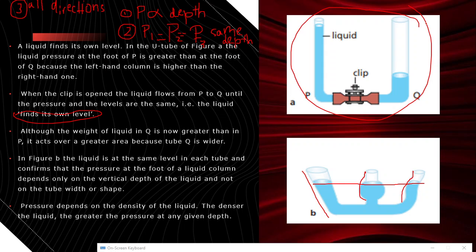So pressure also depends on the density of the liquid. The denser the liquid, the greater the pressure at any given depth. Another thing to note is that pressure is directly proportional to depth, and directly proportional to the density. So depth and density.